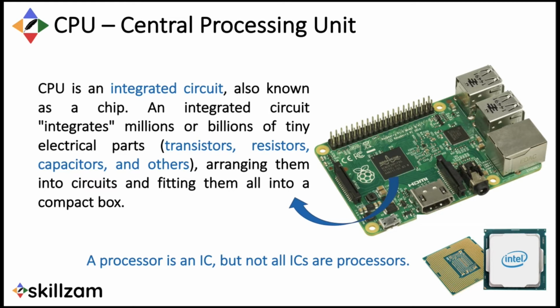Inside the CPU, at a hardware level, a CPU is an integrated circuit, also known as a chip. An integrated circuit integrates millions or billions of tiny electrical parts like transistors, resistors, capacitors, and others by arranging them into circuits and fitting them all into a compact box.